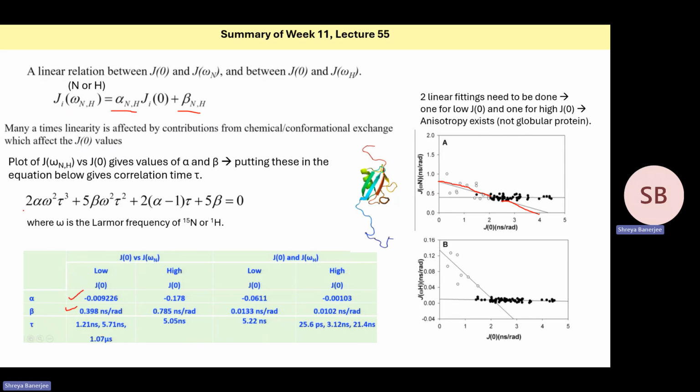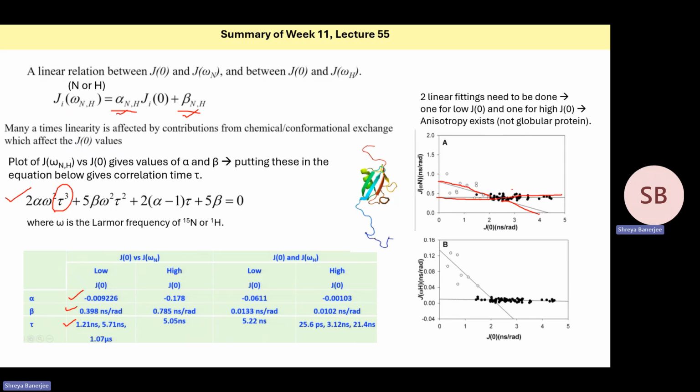Once the values of alpha and beta are found, you can put them in the equation given here, where omega is the Larmor frequency of 15N or 1H. Using this, you can find out the correlation time tau. So from the plot, the slope gives you alpha, the intercept gives you beta. You put them in this equation and find the value of tau. The value of tau is different at low J(0) values, and at high J(0) values, shown by these black circles, the linear fitting is again different.